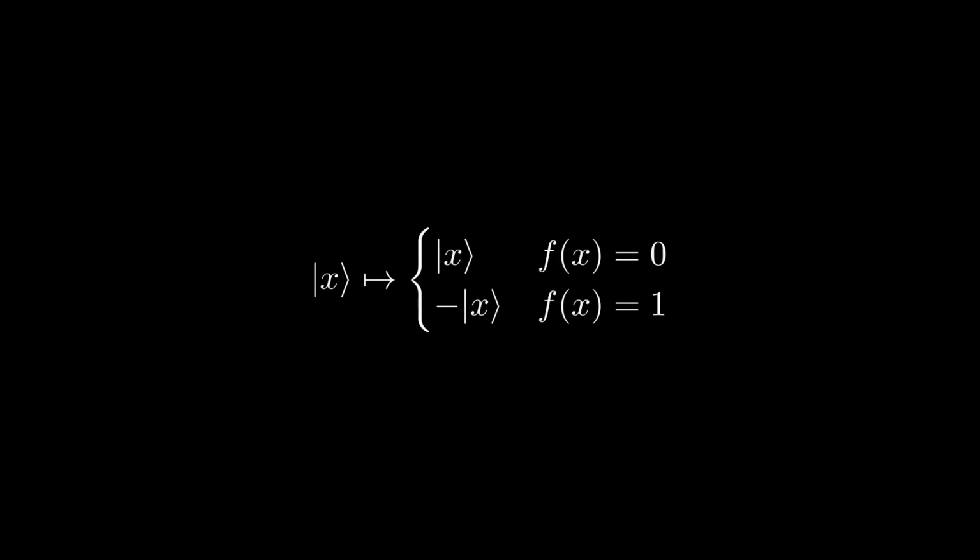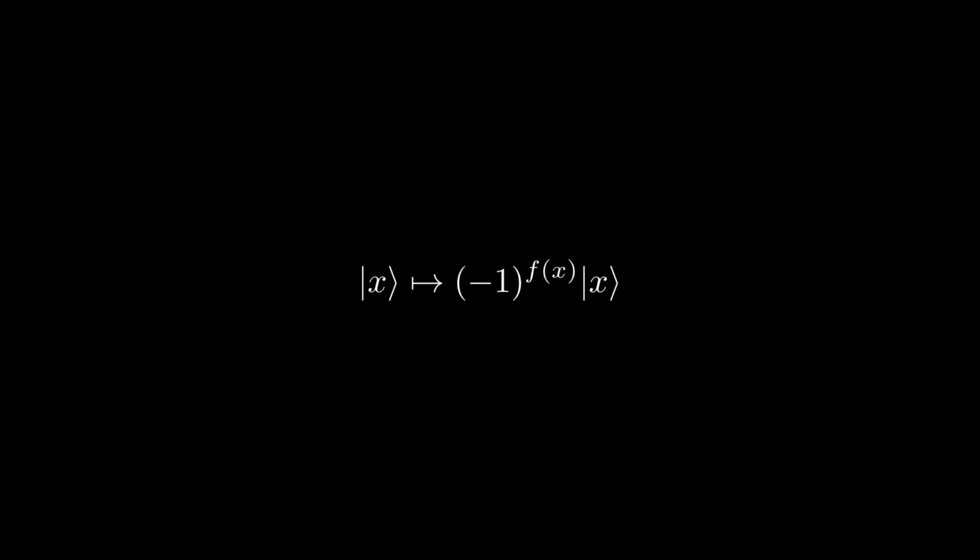Okay, that's all well and good. But how do we actually implement the reflections we talked about in the first place? Well, reflecting about alpha is pretty straightforward. We just need to negate the marked elements. In other words, we map x to (-1)^f(x) times x.